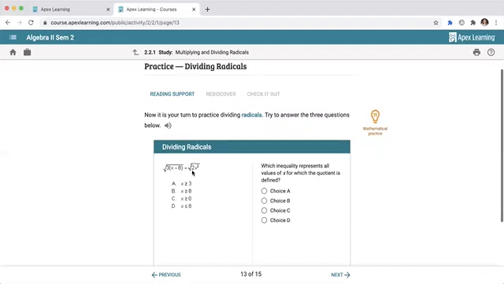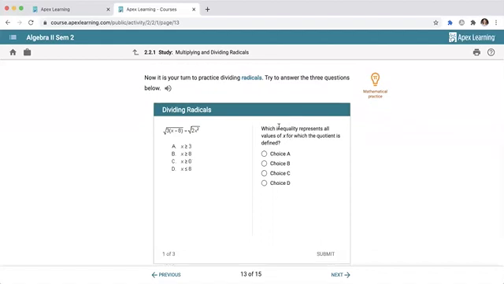All right, so if we look at this one, it says which inequality represents all values of x for which the quotient is defined. Okay, all values. So for here, if we look at our second one, this value just can't be 0. So this has to be greater than 0, because when I have it on the bottom, I can't have a 0 denominator. So it has to be at least greater than 0.